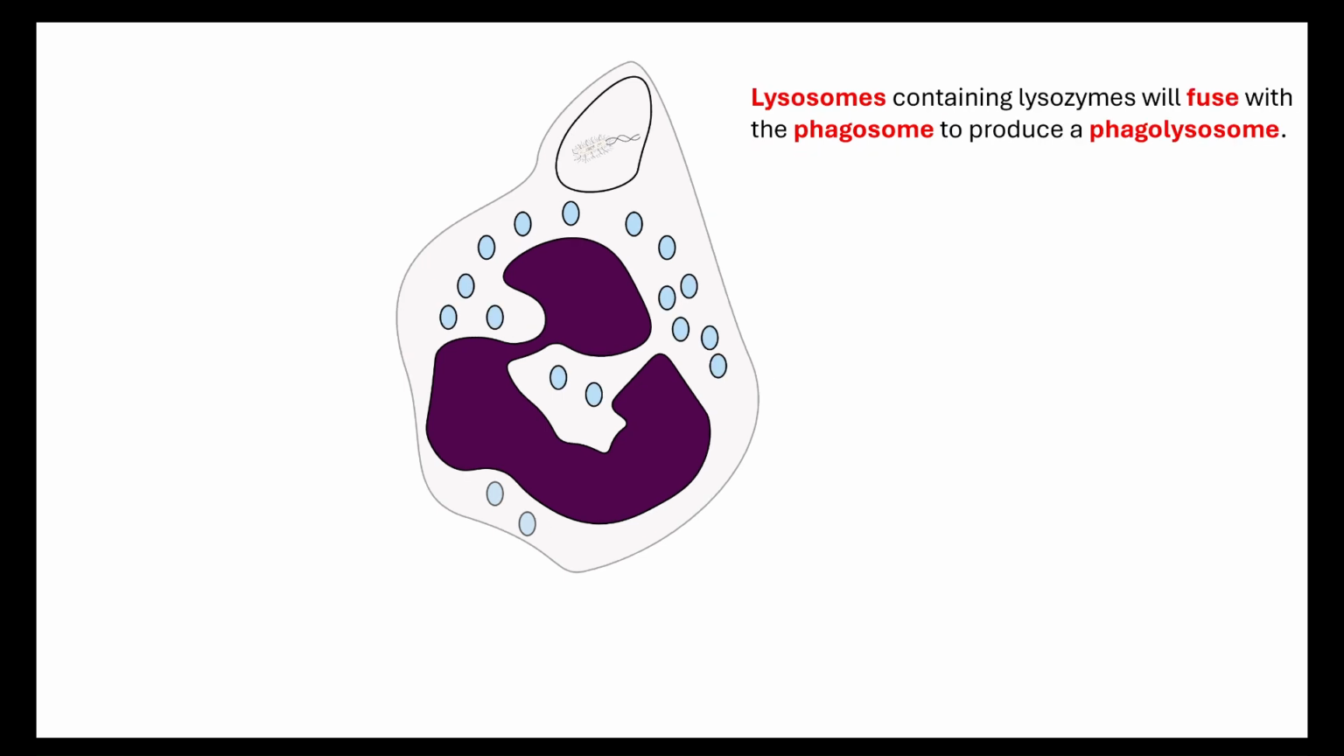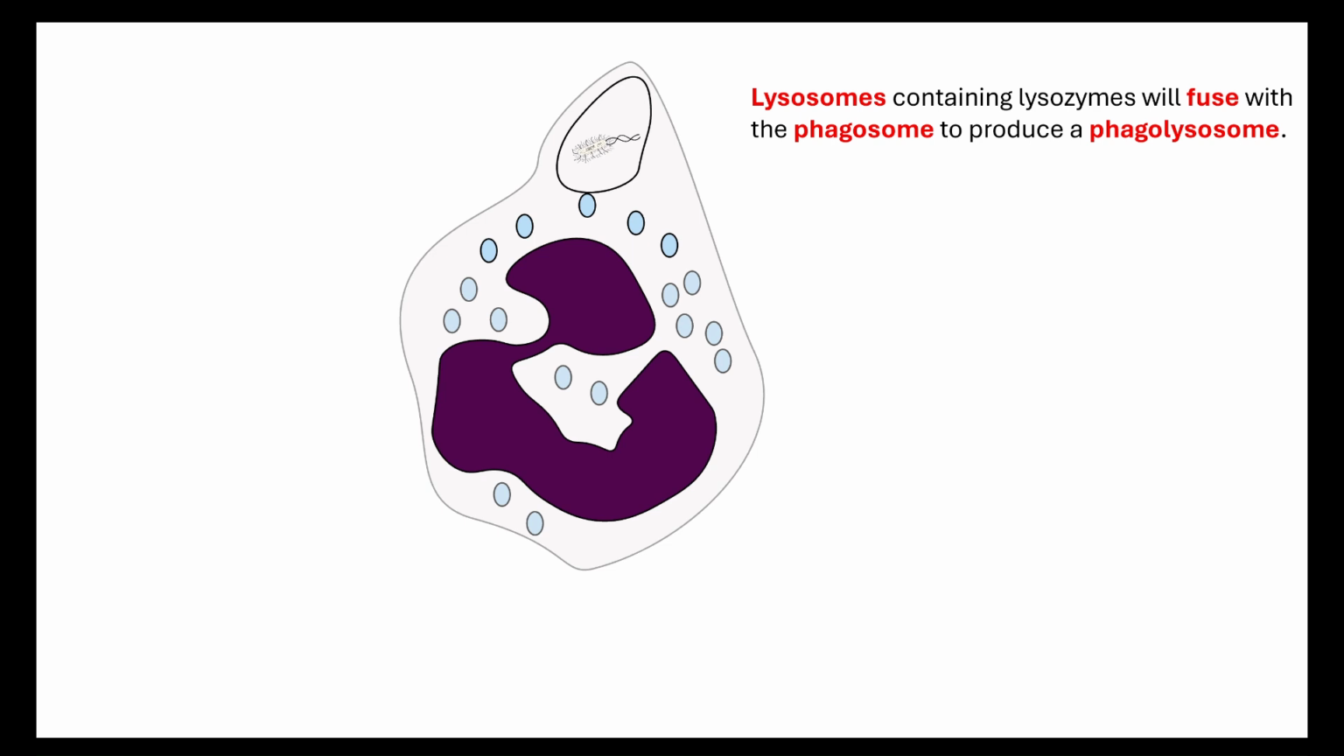So what's going to happen then is these lysosomes, these membrane-bound organelles inside the phagocyte which contain lysozymes, are now going to move and fuse with that phagosome. Now, how do they move and fuse?